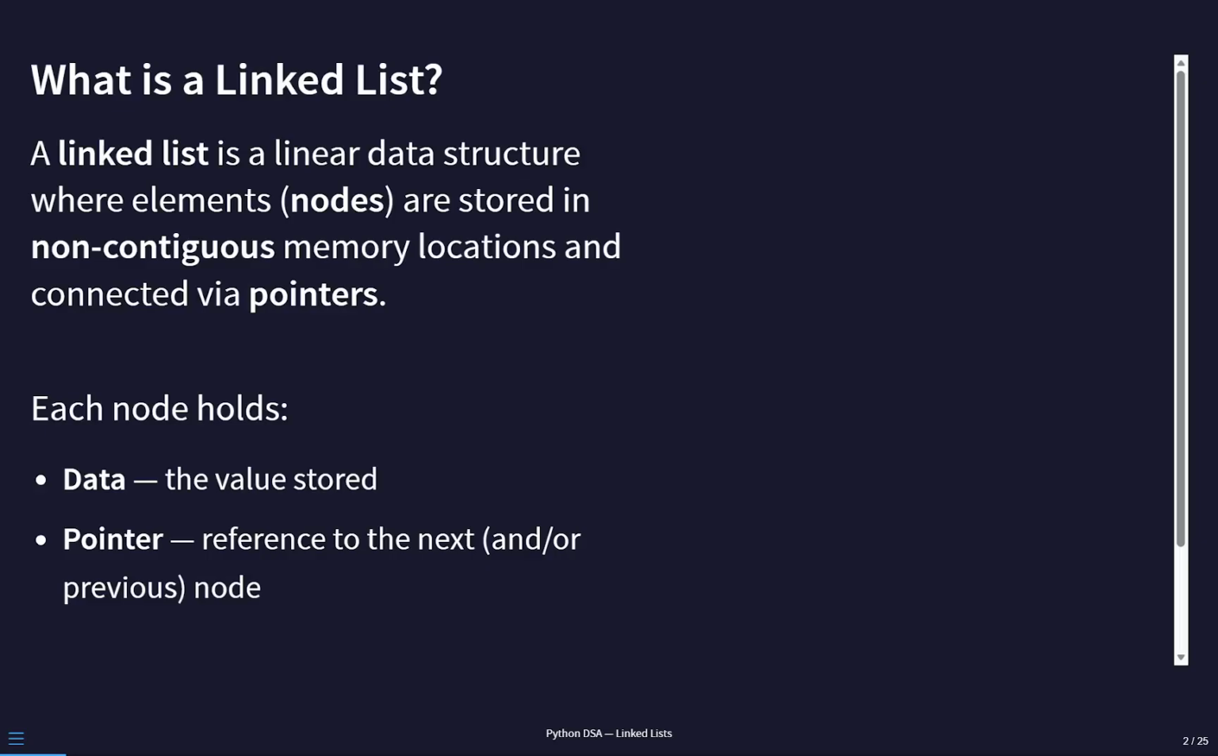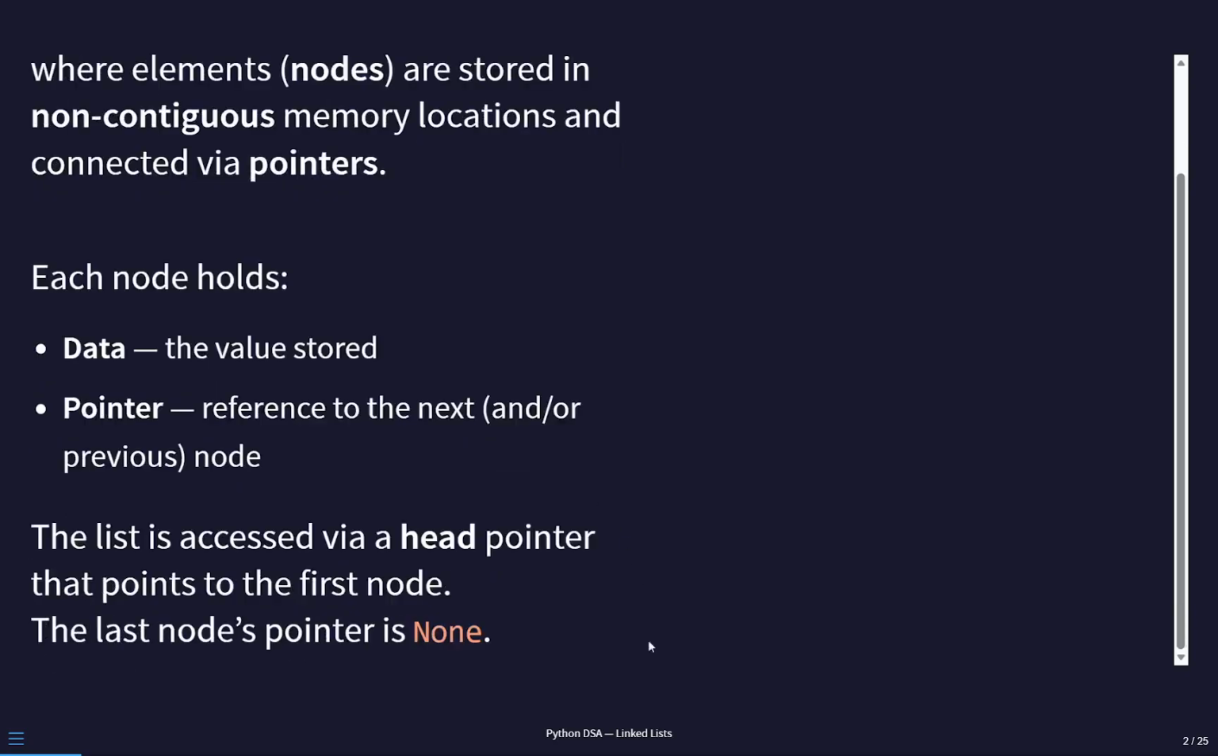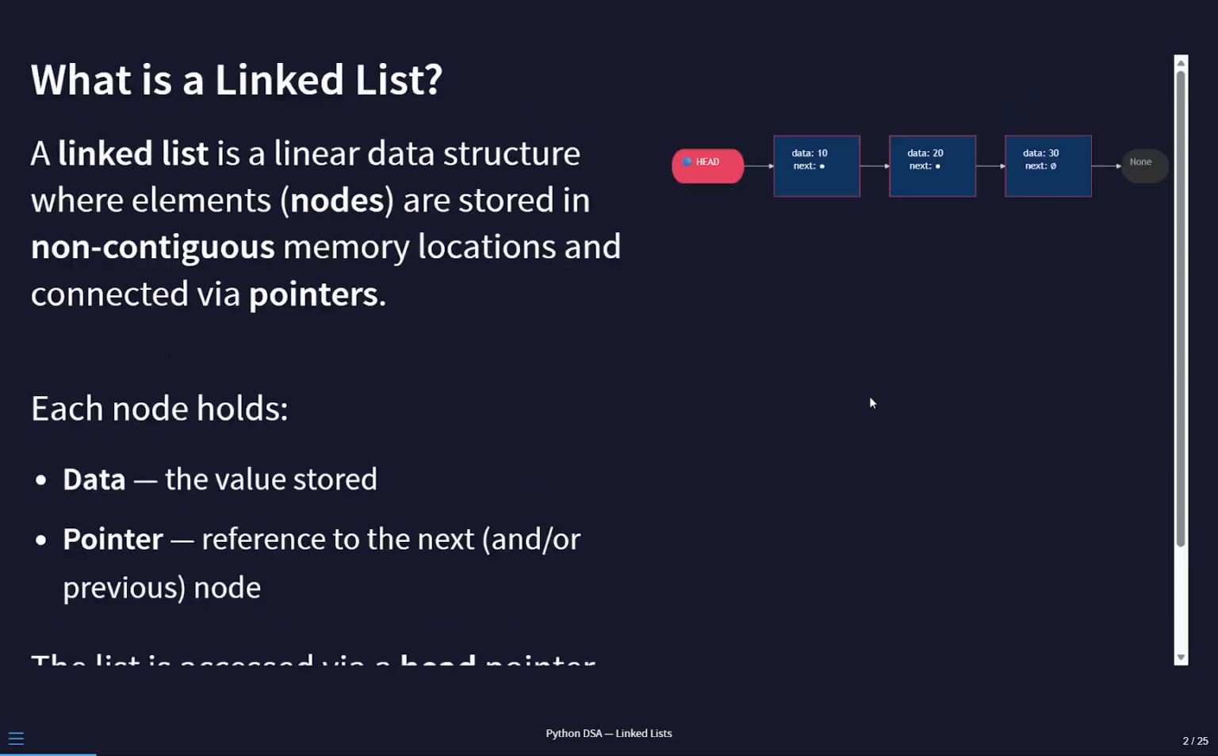The entire list is accessed through a single entry point called the head pointer. The head points to the first node. Every node after that points to the next, forming a chain. And the last node, its pointer is set to None, which in Python means there is nothing after me. Look at the diagram on the right. Head points to node 10, node 10 points to node 20, node 20 points to node 30, and node 30 points to None. Simple, clean, and very powerful.